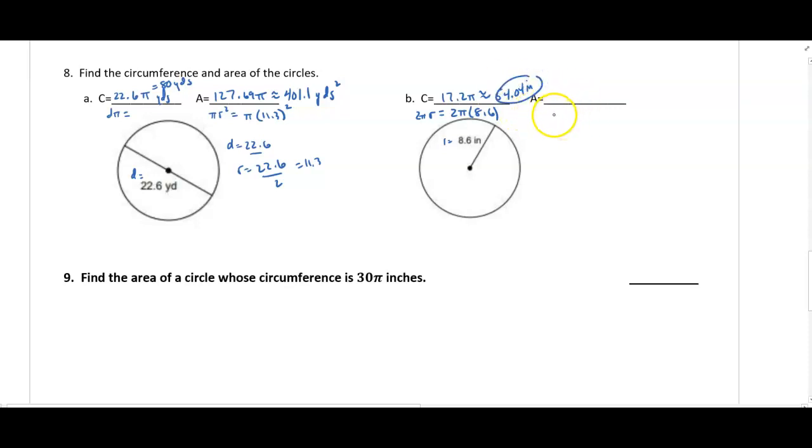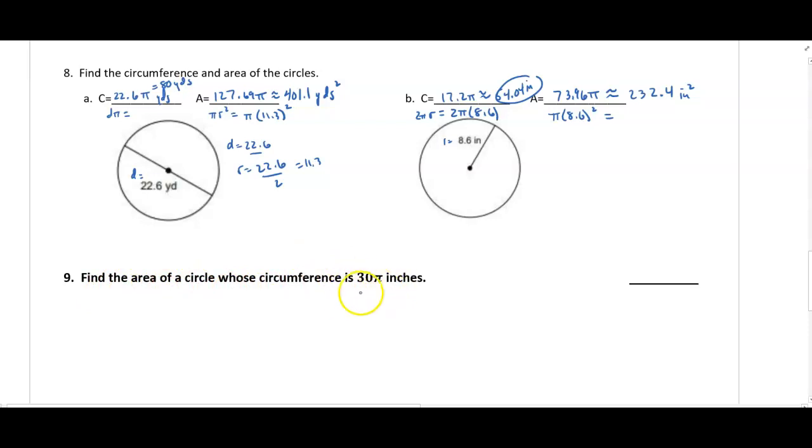Okay? The area would just be pi times 8.6 squared. 8.6 squared gives you 73.96 pi. And if I go ahead and multiply that out, you end up getting 232.4, right? And that would be inches squared. Okay?